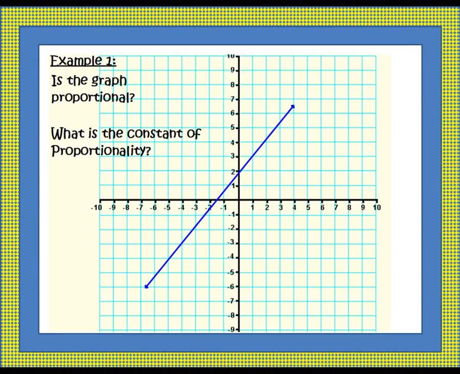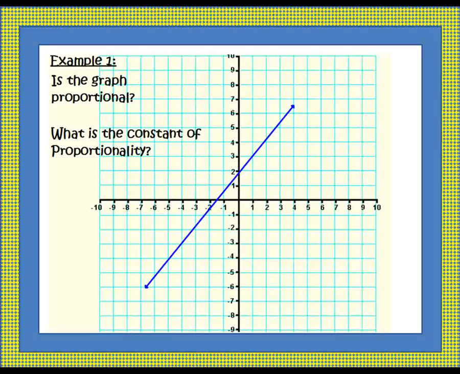What are the two things you need to remember for today, folks? What's one of them? The origin is 0, 0. But what about the origin? Yes, graphs are proportional if they go through the origin. What's the second thing you need to remember? Yep. The COP is the y value when x is 1.